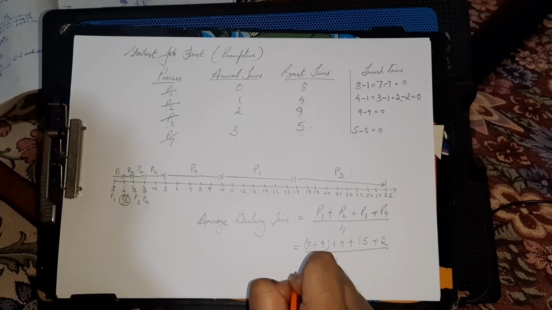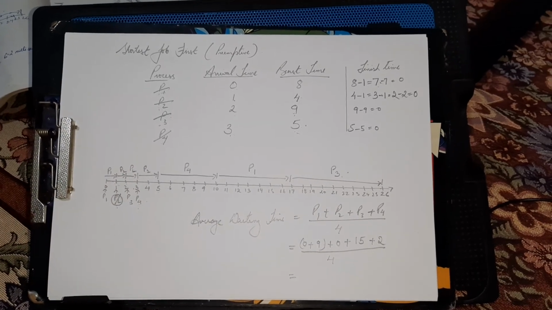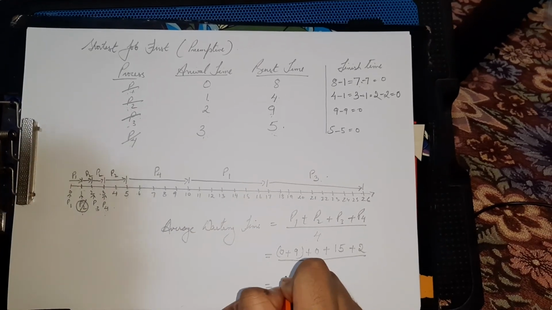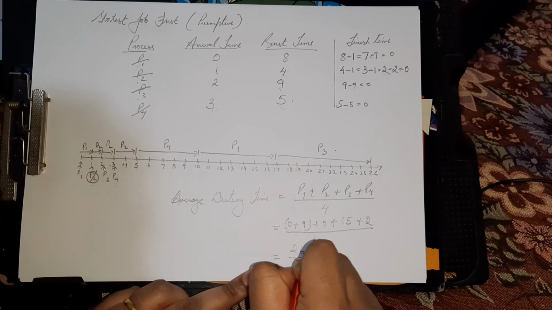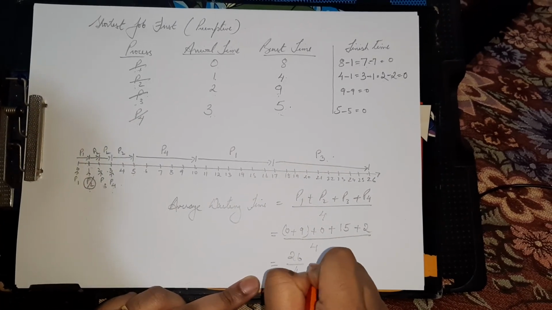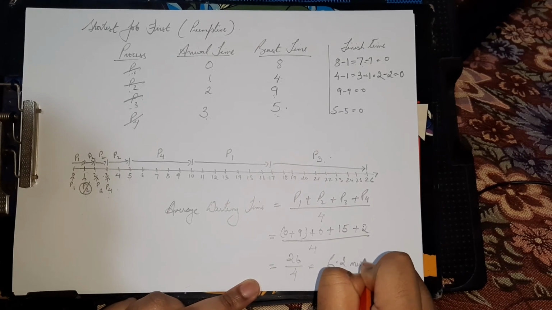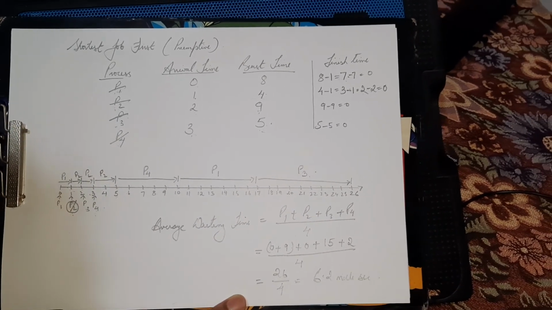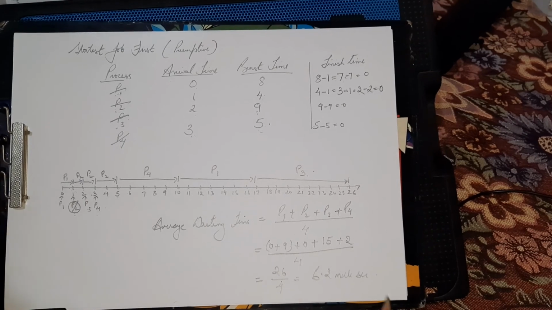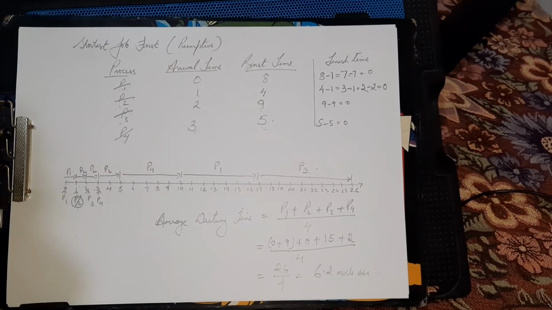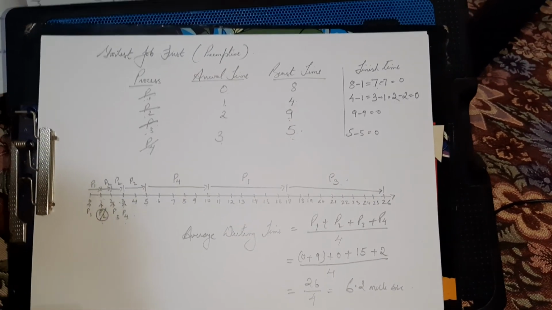By 4. Okay, so if we add this all up, this gives me 26 by 4. So the answer is 6.5 milliseconds. So the total average waiting time in this shortest job first preemptive algorithm is 6.5 milliseconds.